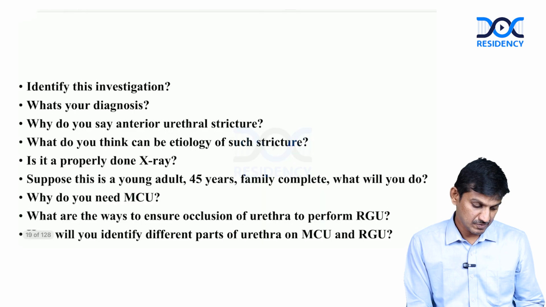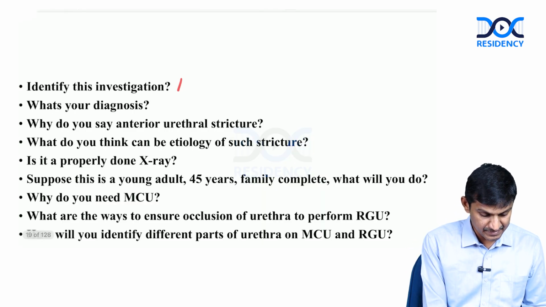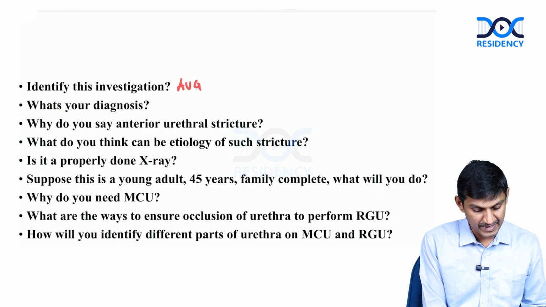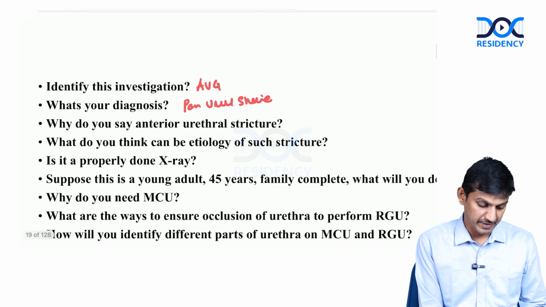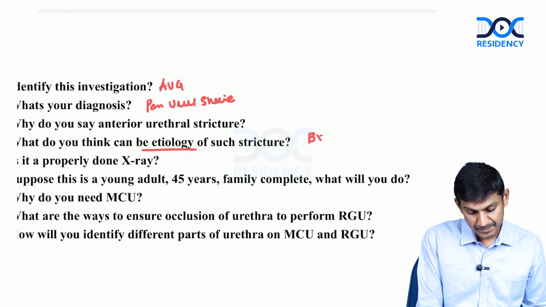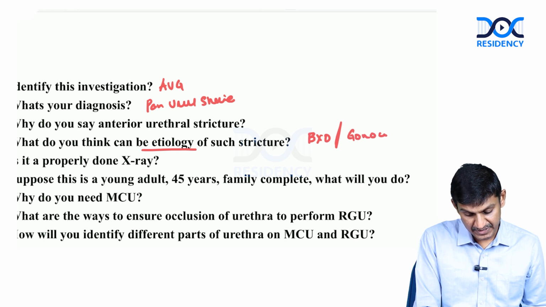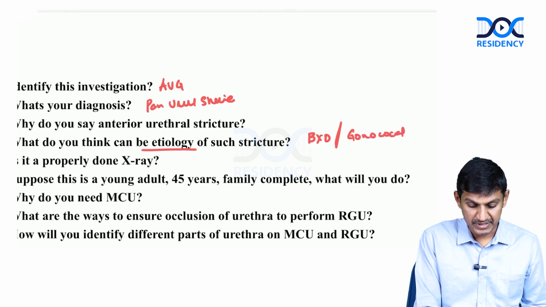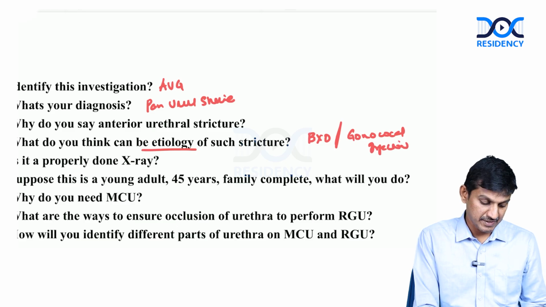Okay. So what is this investigation? This is an ascending urethrogram. What is the diagnosis? The diagnosis is a pan-urethral stricture. Why do you say? Because the whole length is affected. What can you think of the etiology? The most common etiology is either balanitis xerotica obliterans or lichen sclerosus, or it could be a past gonococcal infection, sexually transmitted, resulting in urethritis.